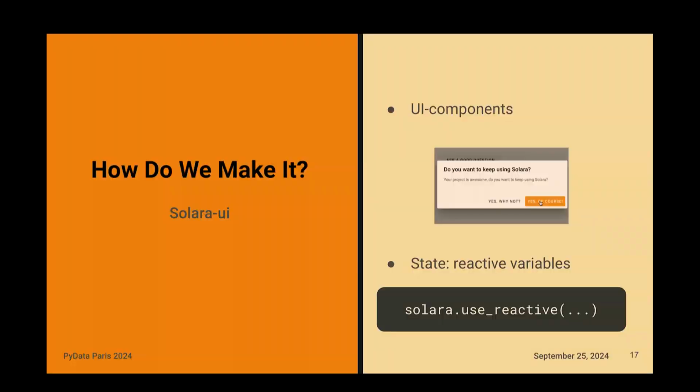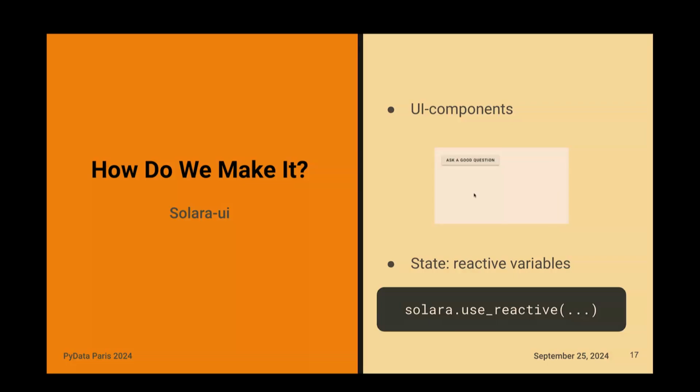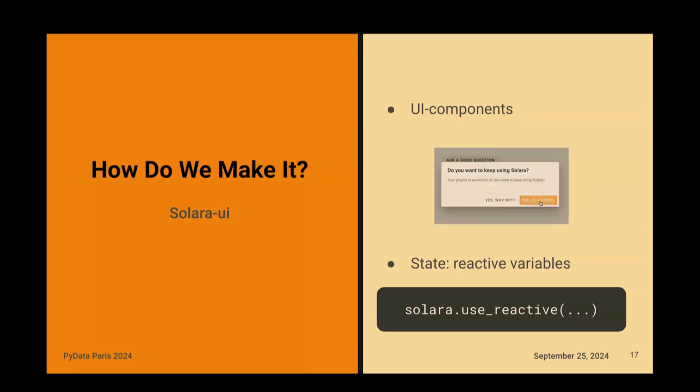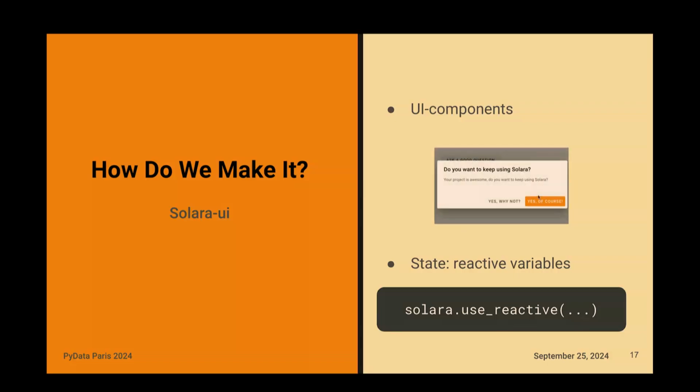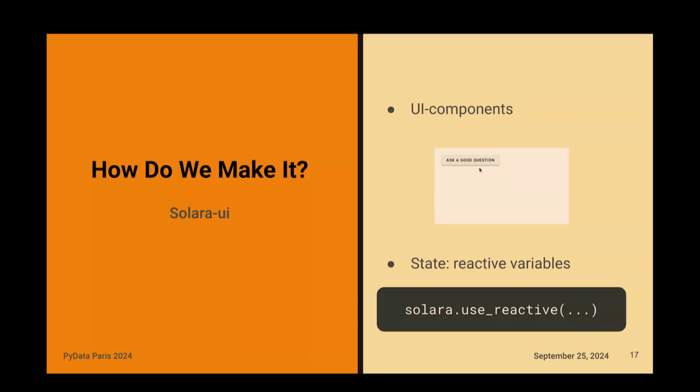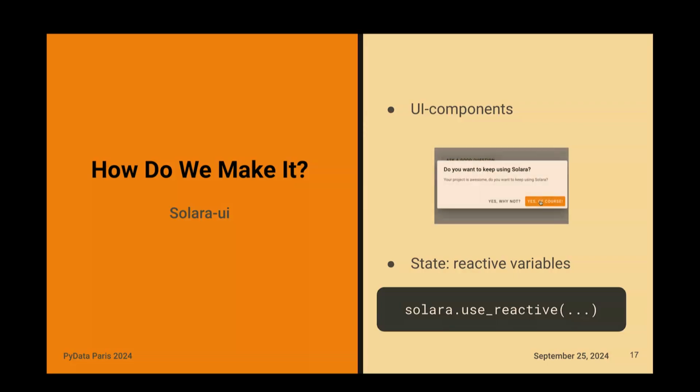So next bit was Solara UI, which provides the UI components. So this dialog GIF that we have playing here, and buttons and selects and sliders and anything you could want. Hopefully anything you could want. The other important bit from Solara UI that we get is the reactivity system. So we have these reactive variables, solara.use_reactive, which means that you can essentially make state in your app. When the user clicks a button or when the user enters something into a text field, you should have a reactive variable hooked up to it, and then you can know what changes happened.